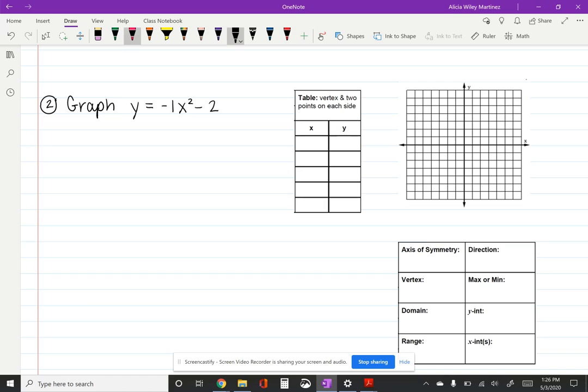Okay, so just a quick refresher. Remember that standard form is the form of y equals ax squared plus bx plus c. So in the given problem down below, we have a value of a, that's -1, and a value of c, that is -2. Now notice on this problem, there is no x term. So what that tells us is that the value of b equals 0.